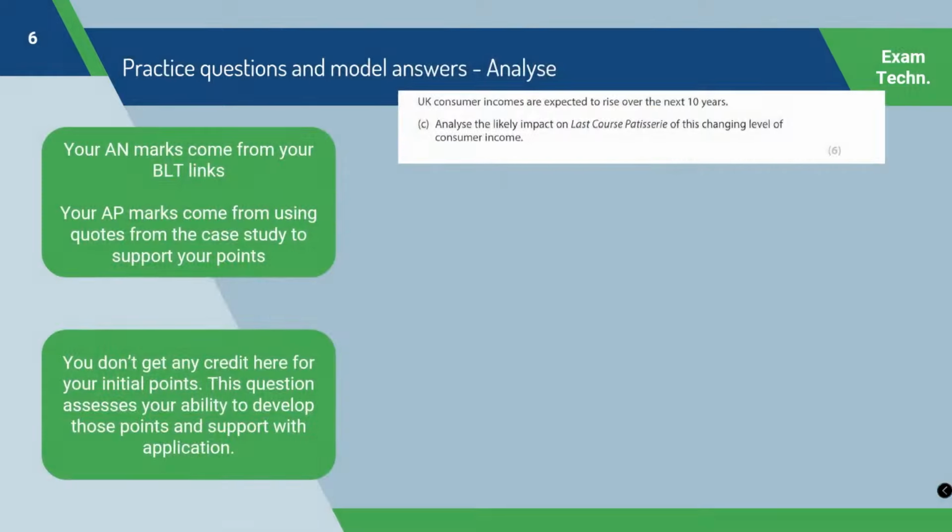So we've got another answer here. Again, it's worth reminding us, our analysis marks come from our links, potentially BLT, whatever you're using. Application marks come from using the quotes or the references from the case study to support your points. And as I mentioned, you don't get any credit here for the initial point. The question assesses your ability to develop these points and support with application. It doesn't assess your ability to come up with those points in the first place.